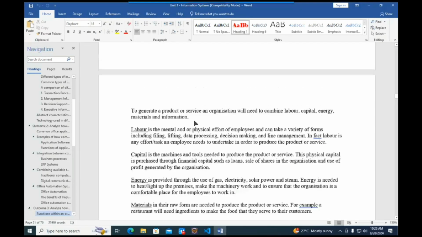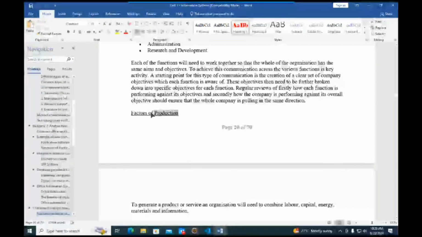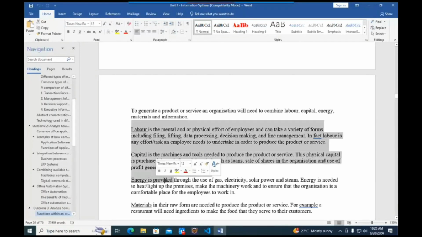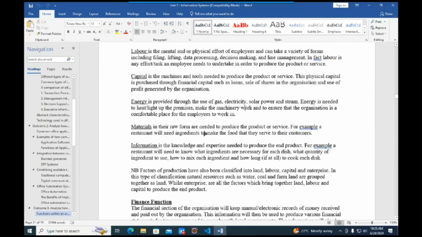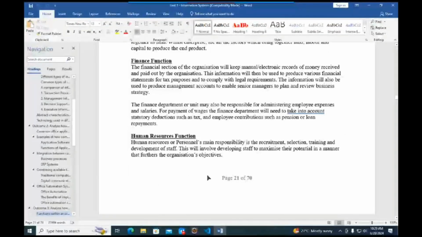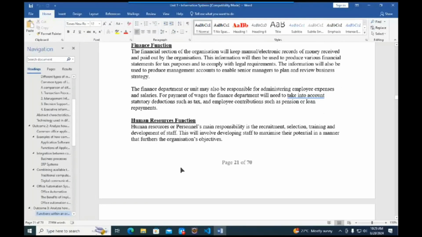So these are the factors. We're looking at the production function, and we have looked at the factors that are looked at when it comes to the production function. So the second function of an organization is the finance function.